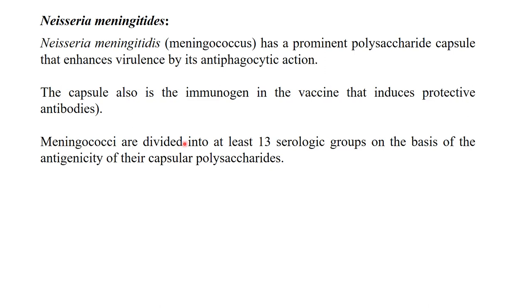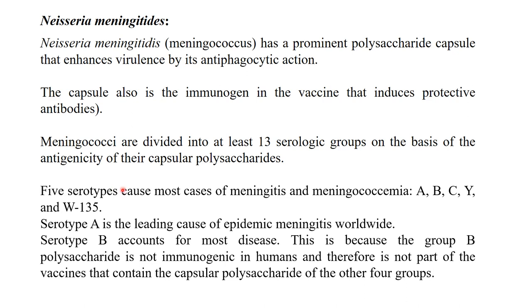Meningococci are divided into at least 13 serological groups on the basis of the antigenicity of their capsular polysaccharides. Five serogroups cause most cases of meningitis and meningococcemia: A, B, C, Y, and W135. These are the most important causes of meningitis.